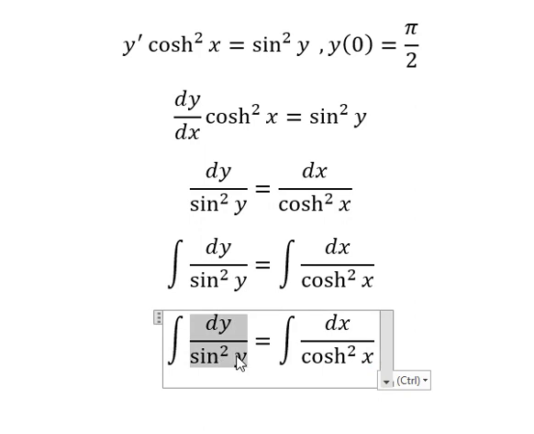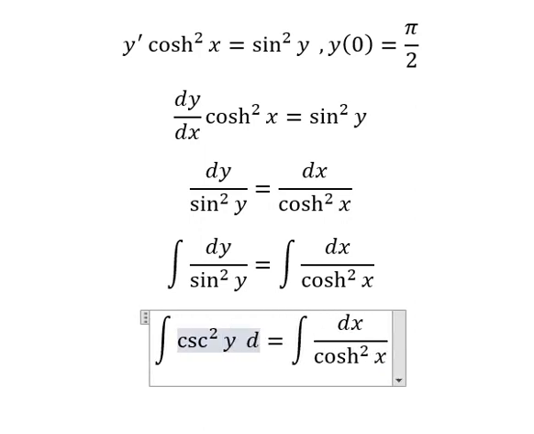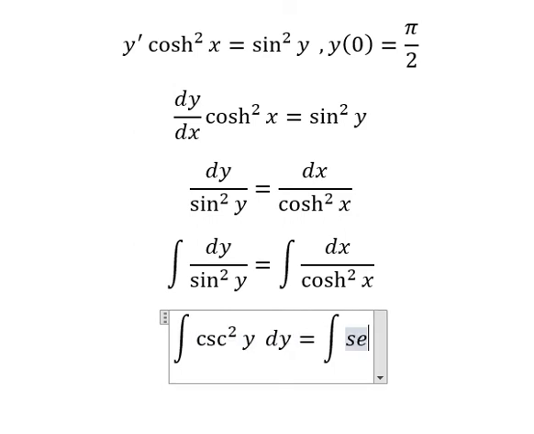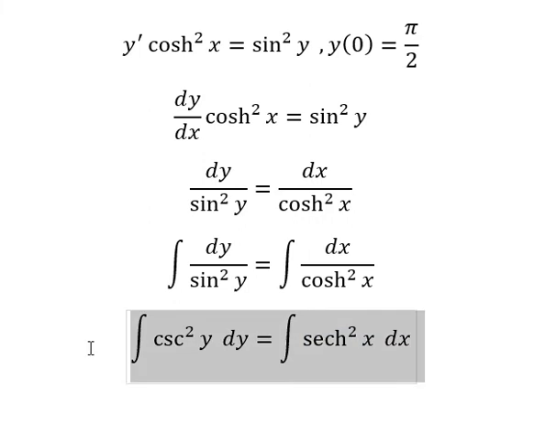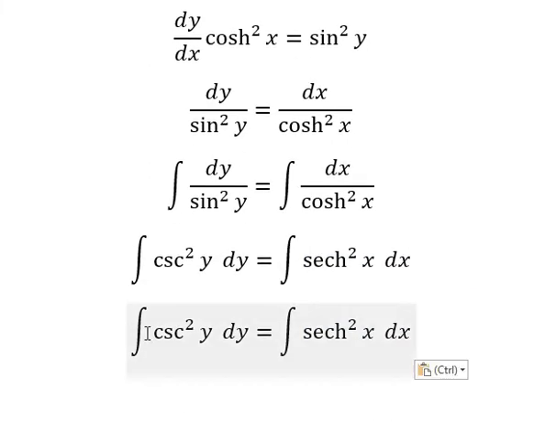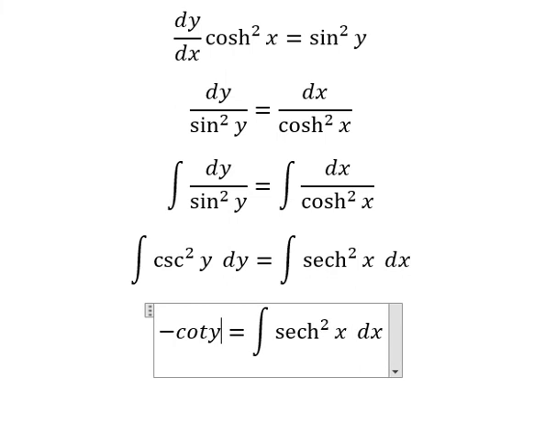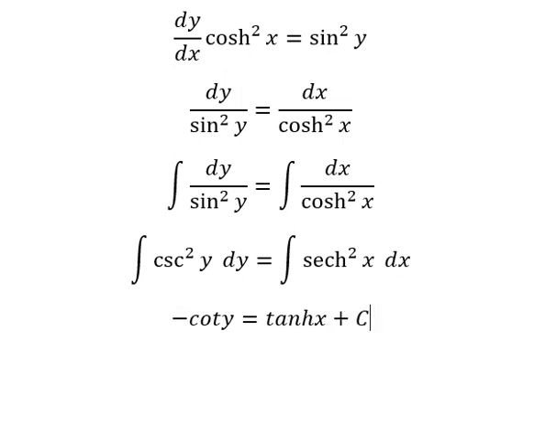This one we have cosecant of y square dy. This one we have secant of s square dx. So the integration of this one we have negative cotangent y. The integration of this one we have tan of x, and I will put plus c.